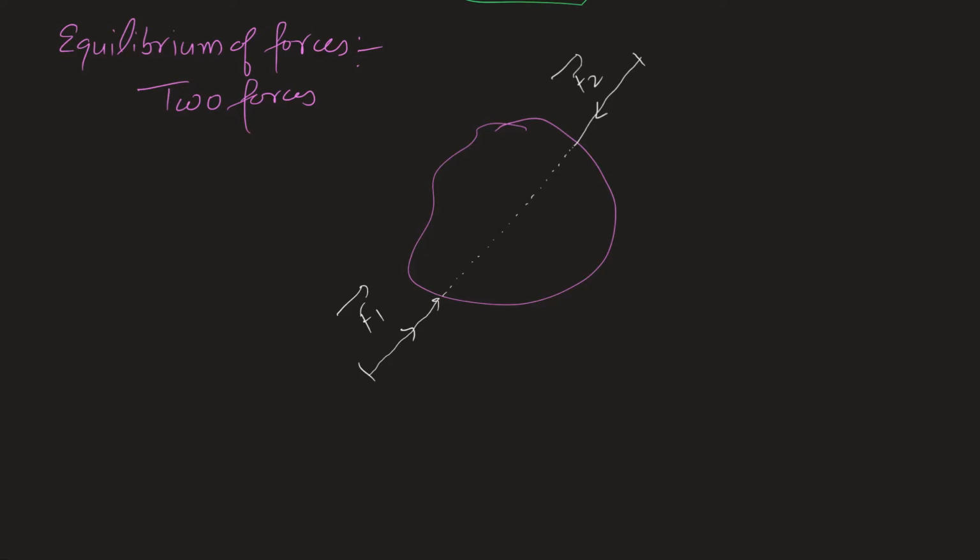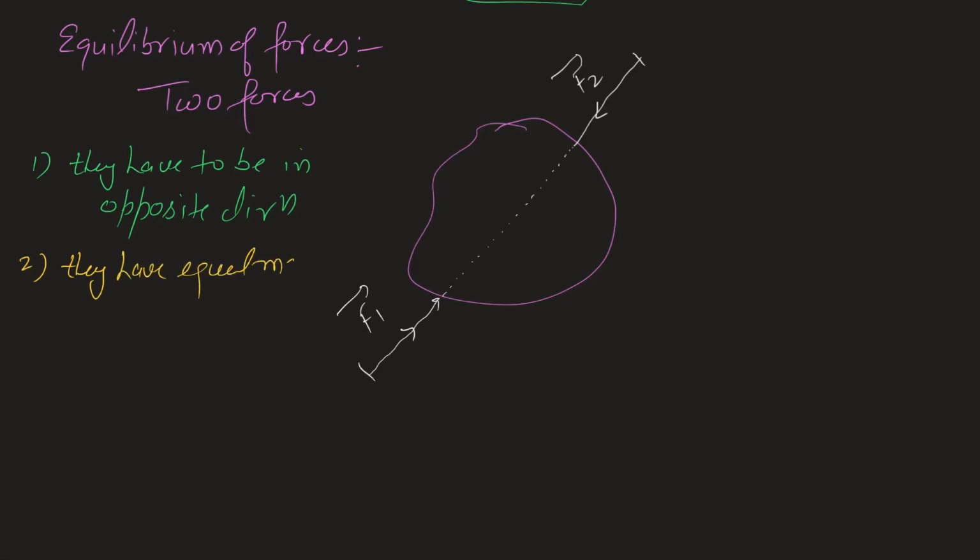So I am going to write the first condition, that they have to be in opposite direction. Number 2, they have to be equal in magnitude. Look over here, the length has to be the same. So if I write the second property, that they have to be equal in magnitude, magnitude is equal, direction is opposite.